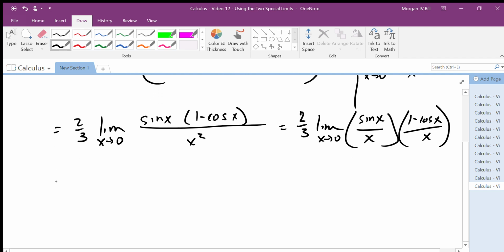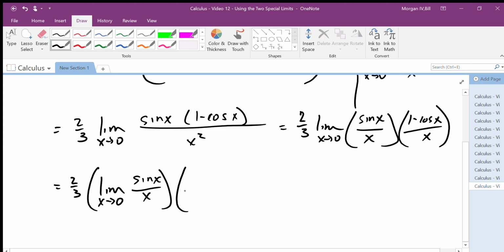One more properties of limits, I could take the 2/3, and I could take each one of those two fractions having its own limit. The limit as x goes to 0 of sine of x over x, times the limit as x goes to 0 of 1 minus the cosine of x over x.